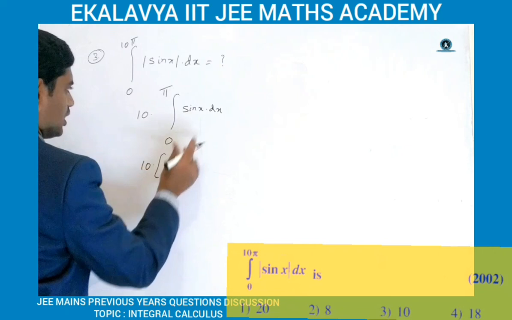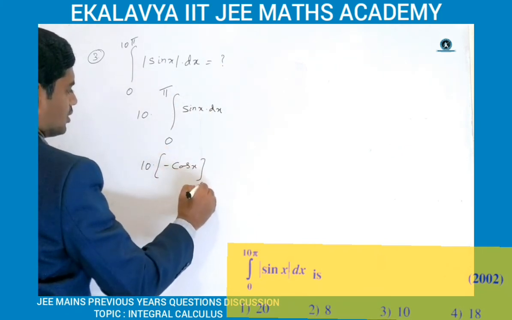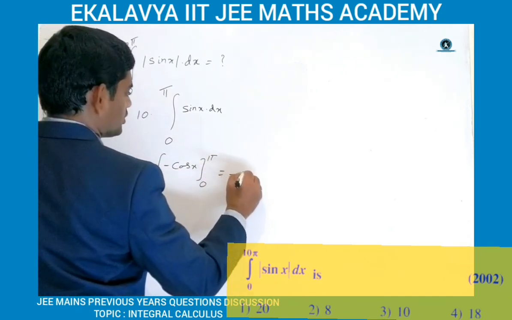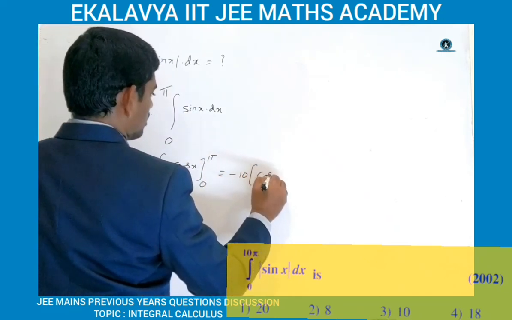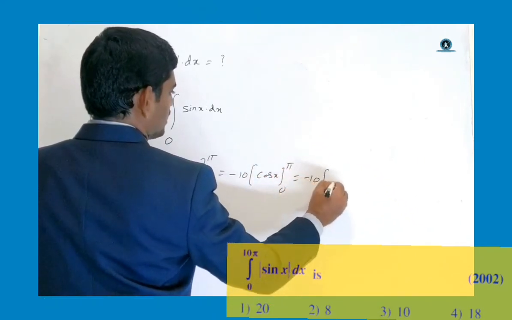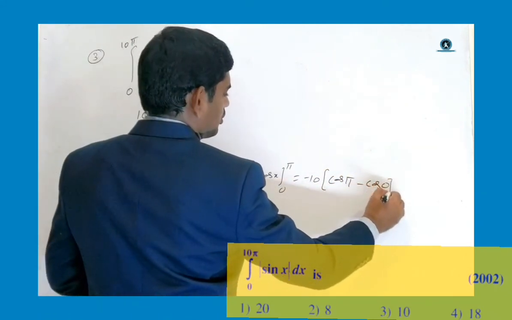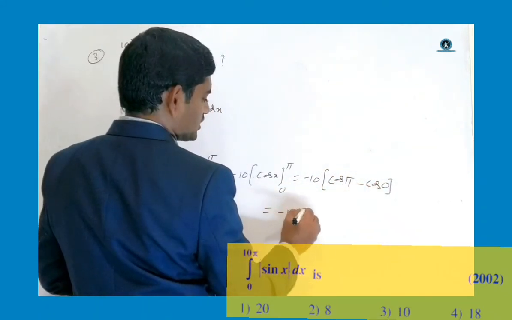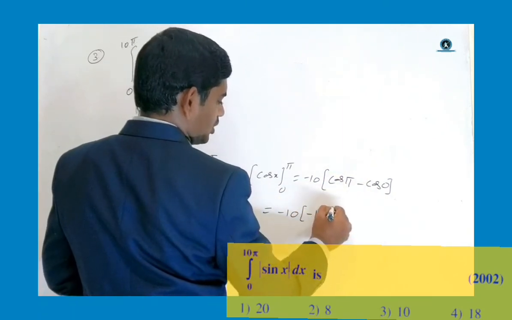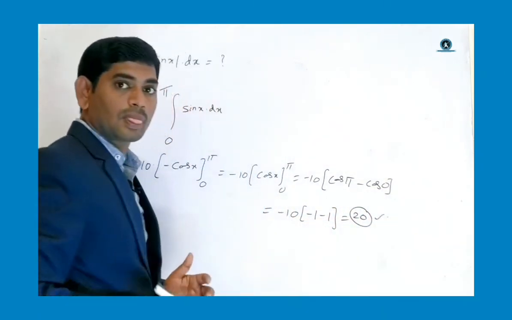Now 10 into the integration of sin x, which is minus cos x, with the limits 0 to pi. So minus 10 into cos x from 0 to pi, which is equal to minus 10 into, after substituting the limits, cos pi minus cos 0. Cos 180 is minus 1, cos 0 is 1, which is equal to 20. So the correct answer is 20.